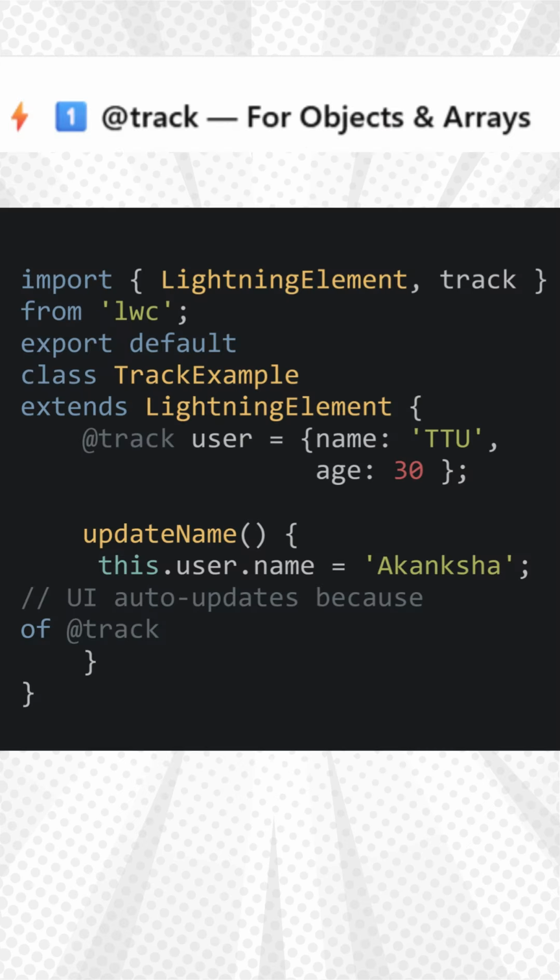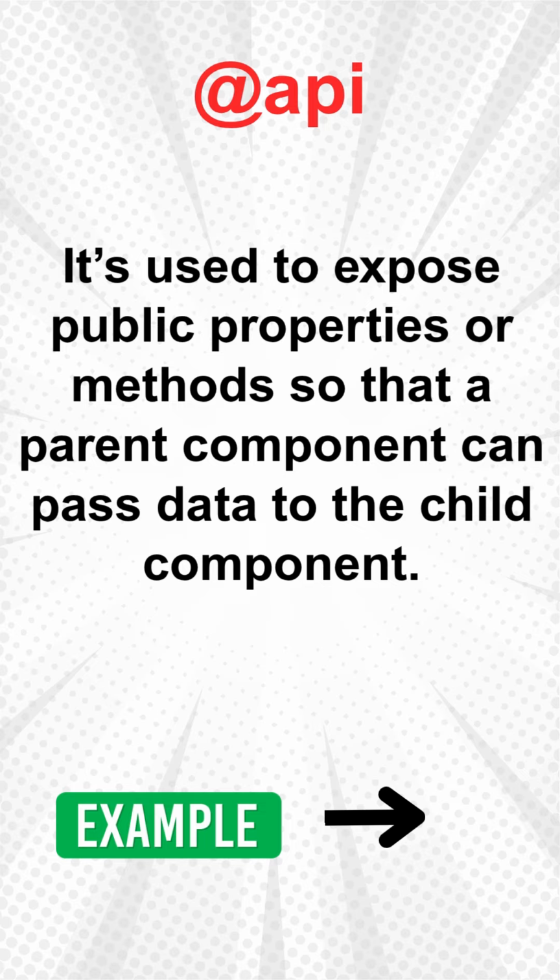Here you can see in the example, it is @track user, and there is a name TTU. We have updated this name; since it is an object, we particularly updated this.user.name and changed it to Akansha. This auto-updates because of @track. Let's see the next one, that is @api.